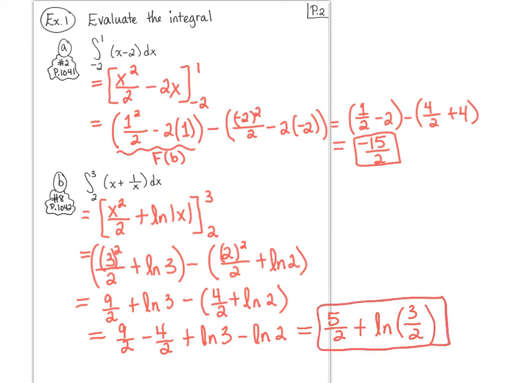If you're wondering where that natural log of 3/2 came from, then recall that the natural log of x minus the natural log of y is equal to the natural log of x over y. That's what we used.